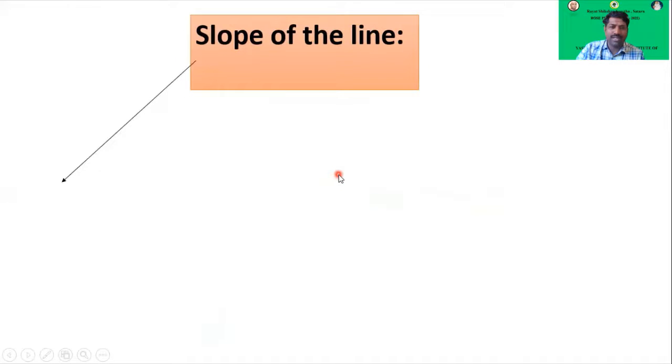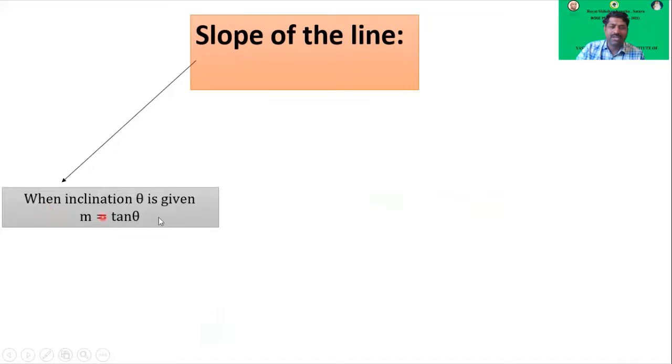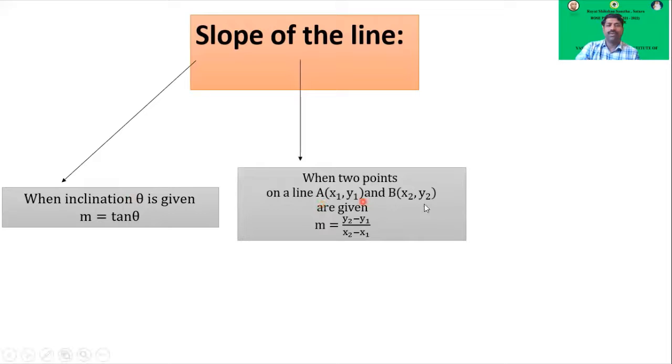Now we have seen slope can be calculated in 3 different ways. When the inclination theta is given, then slope m is equal to tan theta. If we know the inclination, then slope m is equal to tan theta. When 2 points on a line, x1 y1 and x2 y2, are given, then slope is the difference between their y coordinates divided by the difference between their x coordinates.